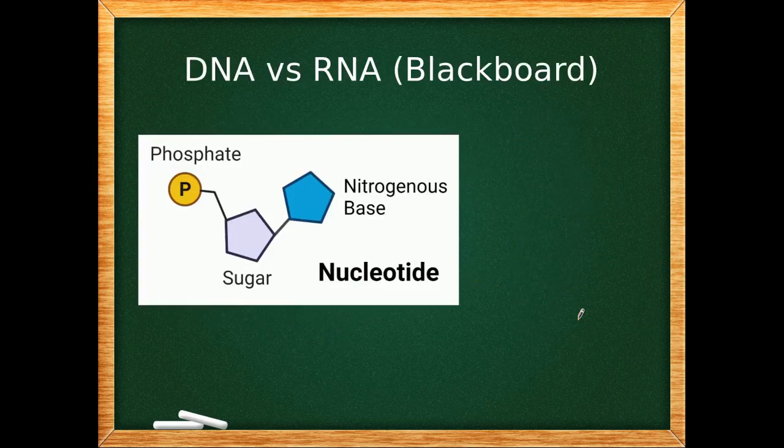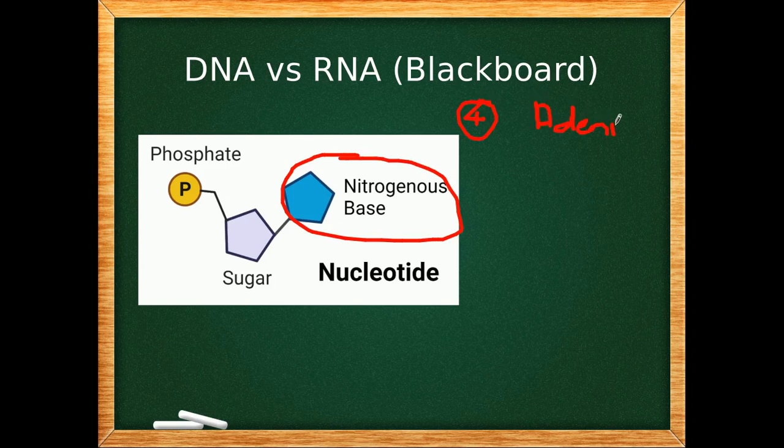Now, nitrogenous bases: it's this part. There are 4 types of nitrogenous bases that we have. We have adenine, we have guanine. Now I'm listing the nitrogenous bases found in DNA. Remember that these are nitrogenous bases found in DNA. So we've got adenine, guanine, cytosine, and last but not least, thymine.